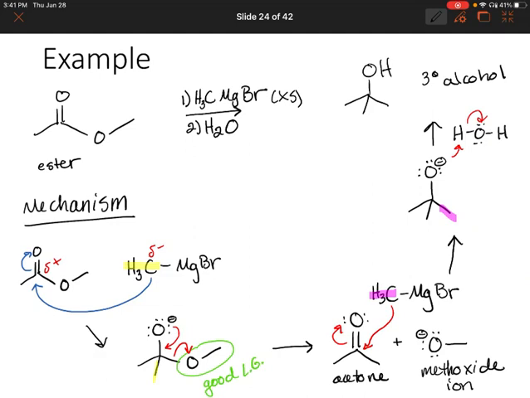So if you start with an ester, remember esters have a good leaving group on the end that can become an alkoxide ion. So you actually end up going through two steps here with those Grignard reagents. In the first step, you add an alkyl group and then cause the leaving group to leave. In the second step, you add another alkyl group and then you protonate to get your alcohol.